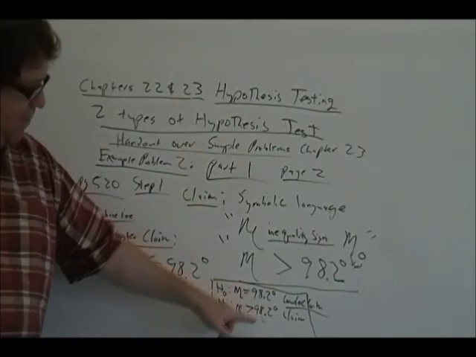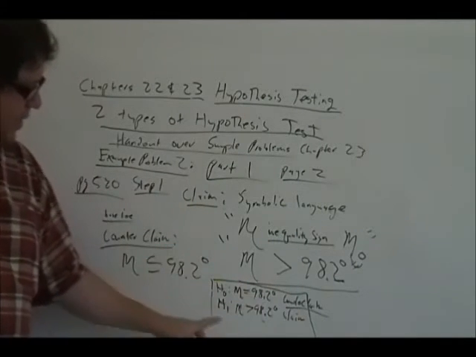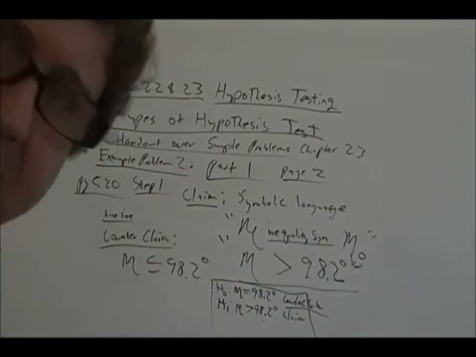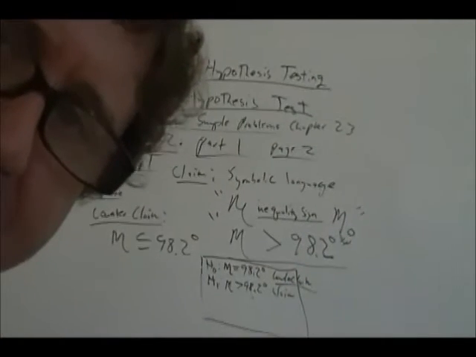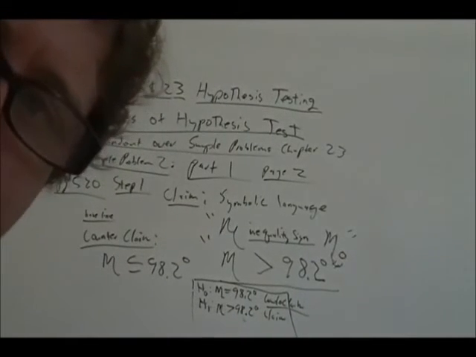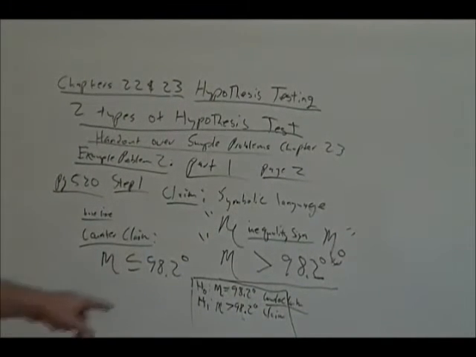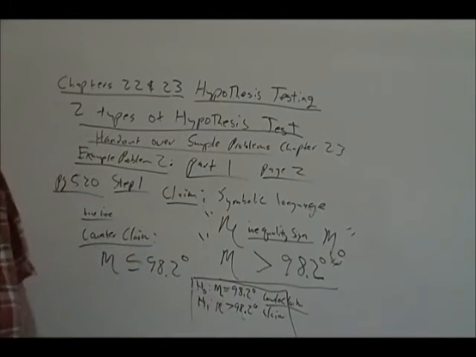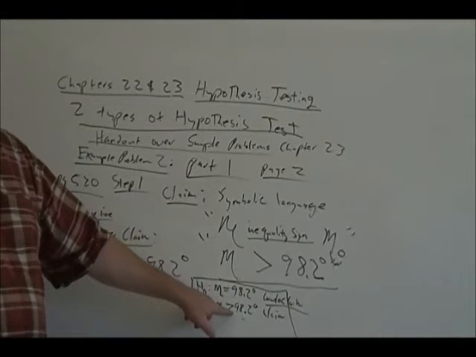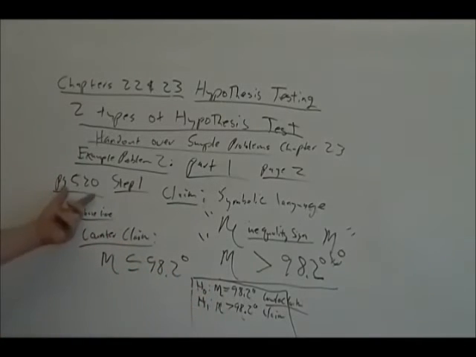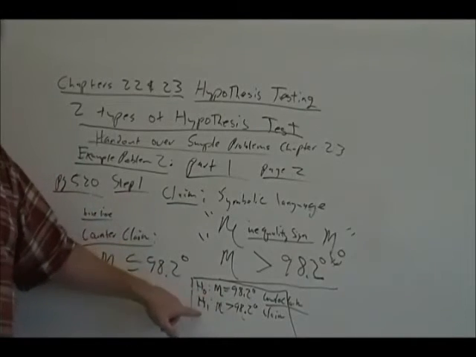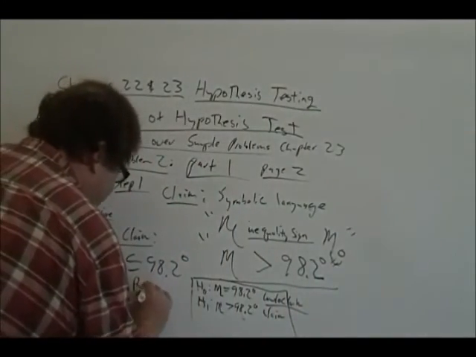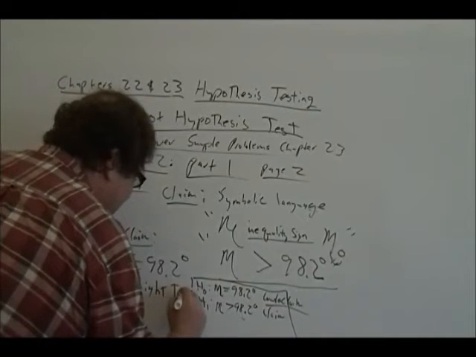So mu equals 98.2 is the null, comes from the counterclaim. Mu greater than 98.2 is H1. Now the final thing is to decide whether or not this is a left-tailed test or a right-tailed test. Well, notice the inequality sign for H1 is a greater than sign this time. Last time the inequality sign for H1 was a less than sign, so it was left-tailed. If you look at page 520, when the inequality sign for H1 is a greater than sign, it's a right-tailed test. So this is a right-tailed test.